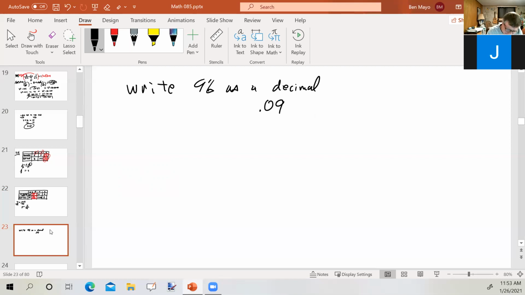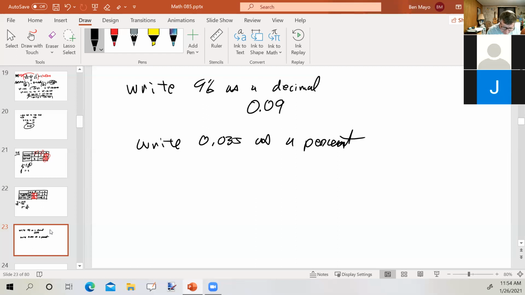Yes, you're right, 0.09. I was thinking you were saying 0.9, and I'm going to put it there, but yeah, 0.09. Good, correct. How would you write 0.035 as a percent? Anybody? 3.5%. Right.